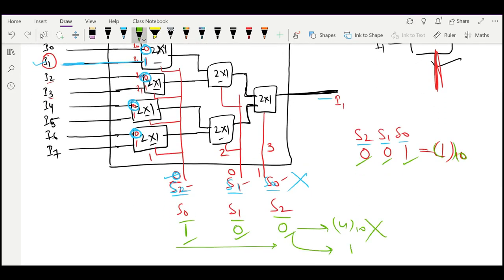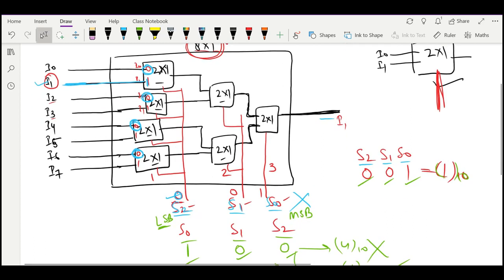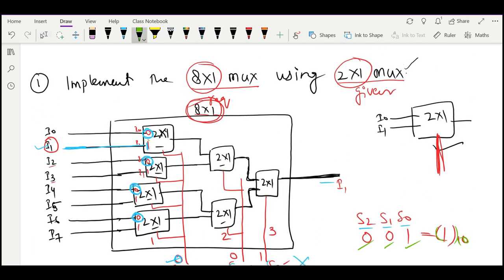This is still 1 in decimal. So this S0 is still MSB, most significant bit, and S2 is least significant bit. Okay, now if we select 1, what will happen? This will be active here, this will be active, this will be active, and this will be active, and the blue ones will be inactive. So from this line, I1 will go to this, so it will be I1. From here, this will move to I3. Next, this will be I5 and this will be I7.